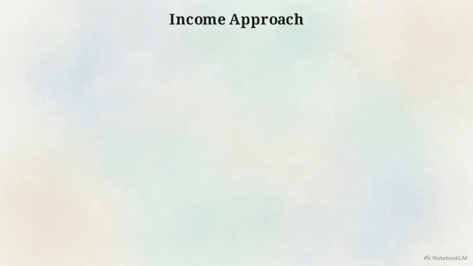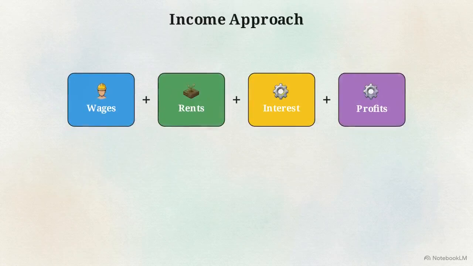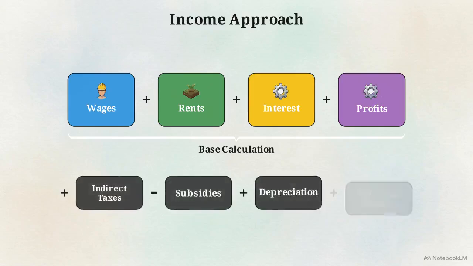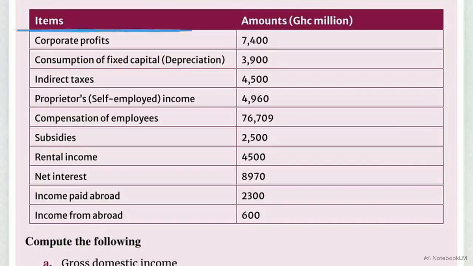The income approach sums up all factor incomes earned, adding wages, rents, interest, and profits. To reach a true national metric, we adjust this sum, adding indirect taxes, subtracting subsidies, adding depreciation, and factoring in net factor income from abroad. This table displays a dataset of national statistics. Looking at the categories, we can see exactly how abstract economic concepts translate into real accounting line items.